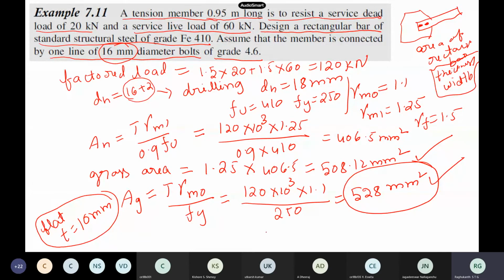Then the width of the bar. Thickness is known, so only width is there. Length is anyway already 0.95 meter. So approximately 528 by 10 turns out to be 52.8. You round it off to some new value, because in the shops you don't get a 52 mm flat itself, so you will have some 60 mm.